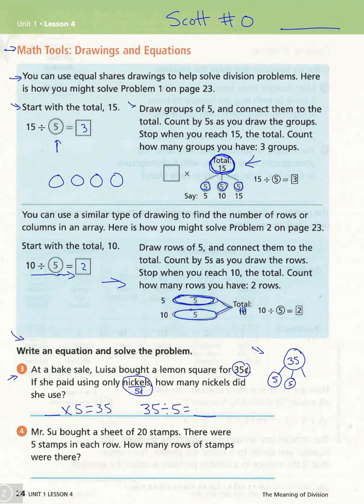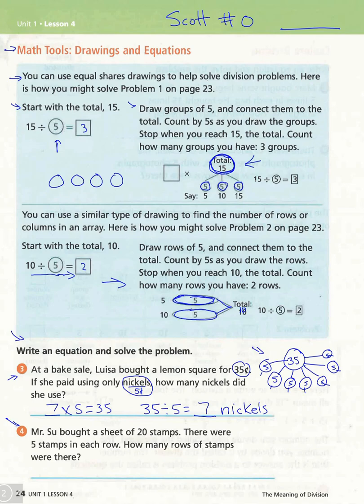So 5, 10, 15, 20, 25, 30, 35. There we go. So now we can count the groups. 1, 2, 3, 4, 5, 6, 7. 7 is our answer. So how many nickels? And so our answer is going to be nickels. She used 7 nickels. All right, so pause the video and copy all that to show me your work. And then when you're ready, let's go on to number 4.